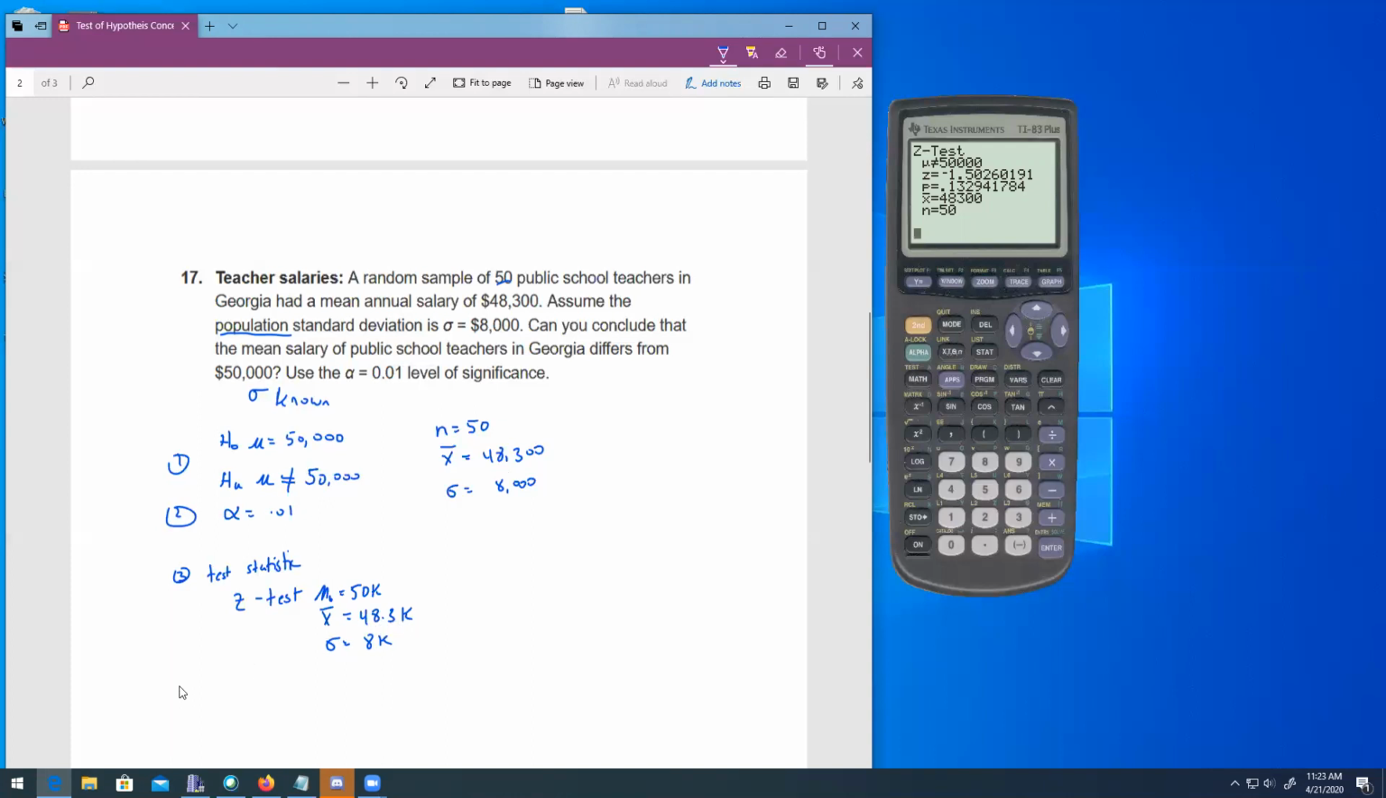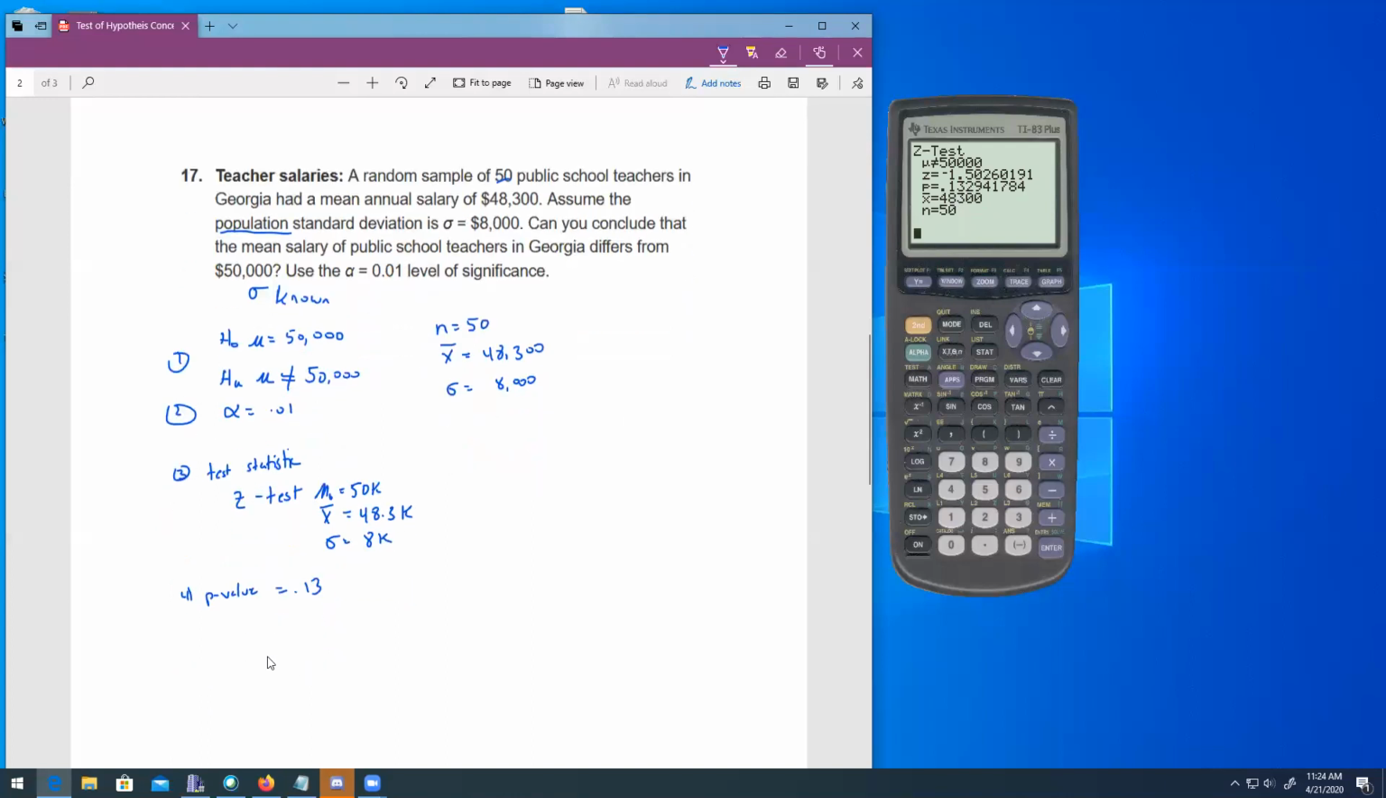Our p-value, that's what we're getting off of here, is 0.132, or 0.13. So again, we have to compare. How does our p-value compare with our alpha? Is 0.13 a bigger number or a smaller number than 0.01? Clearly that's a much larger number. So we're going to say do not reject the null hypothesis.